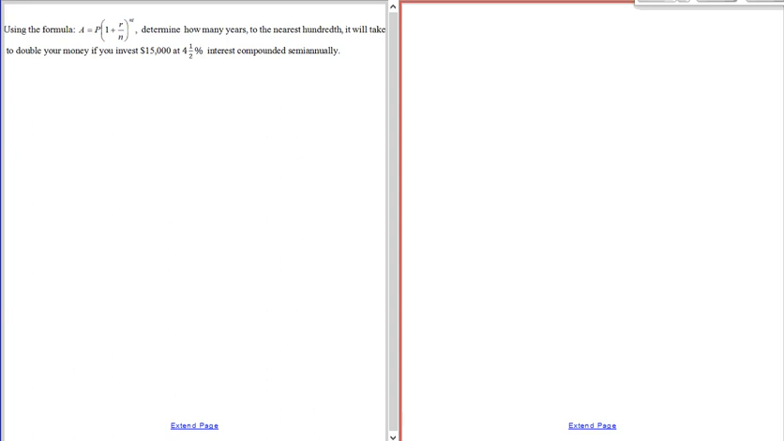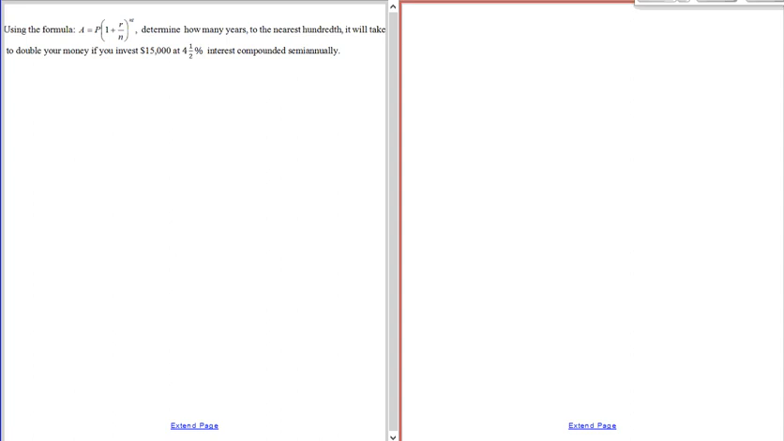Using the formula, determine how many years to the nearest hundredth it will take to double your money if you invest 15,000 at 4.5% interest compounded semi-annually.